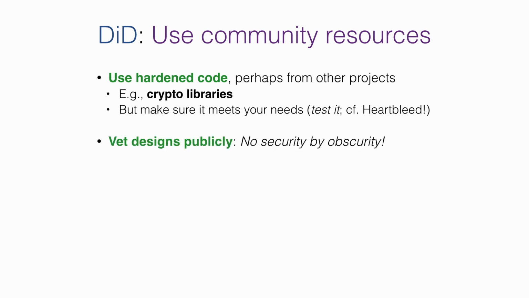Another way to use community resources is to vet designs publicly. This is typically what happens with modern crypto systems. Instead of trying to keep the algorithm that is used hidden, the designers of the algorithm make it public so others can comment on it and potentially find mistakes.